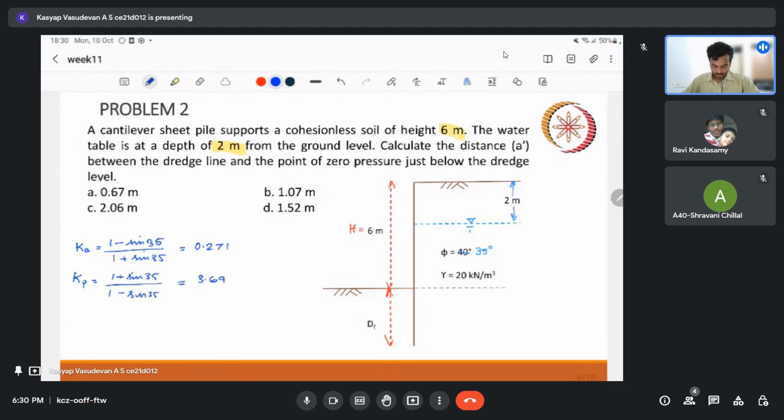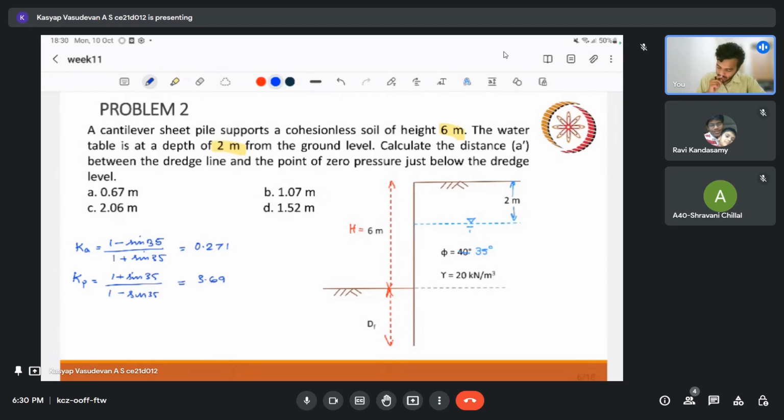So we have Ka and Kp. Now what we do is we need to analyze it. So here this is not the approximate method. We are going for the accurate, exact method. In the accurate method, here we are not told to find the embedment depth directly. We are just told to find the distance A dash, that is between the dredge line and point of zero pressure.